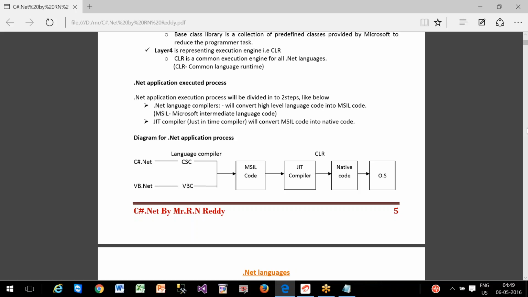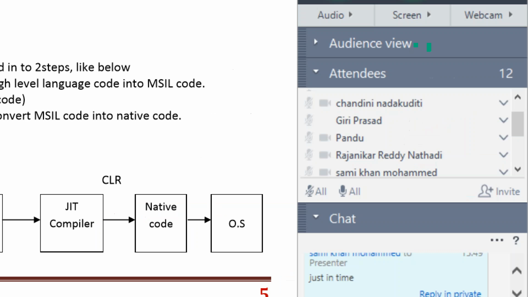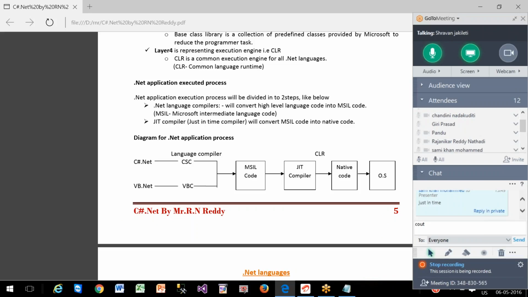It's the .NET application execution process, which is of two types. That's the .NET language compiler and the JIT compiler. The .NET language compiler converts high-level language code into MSIL code, which is Microsoft Intermediate Language code, and the JIT compiler, which is the just-in-time compiler, will convert MSIL code into native code. Right. Okay.